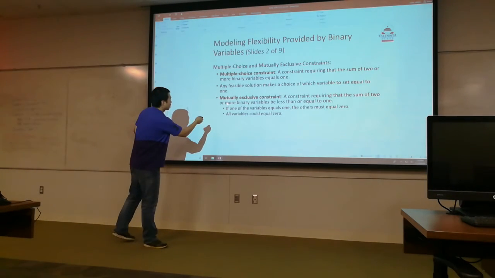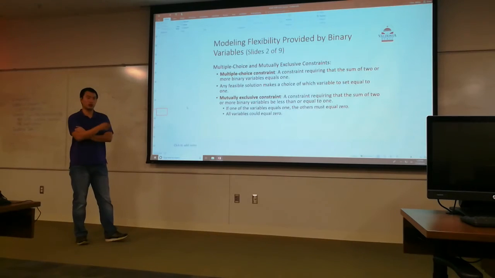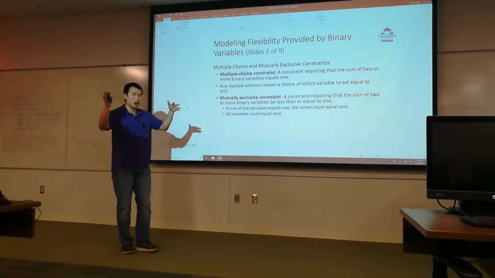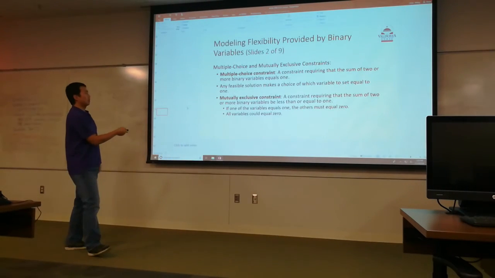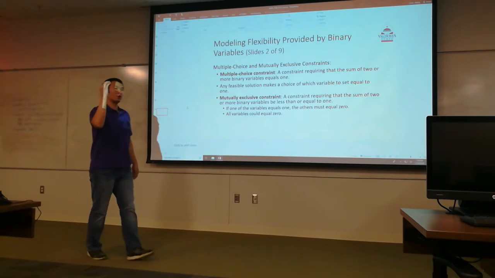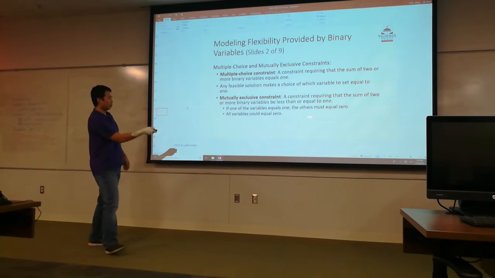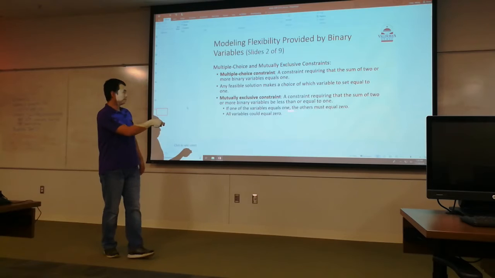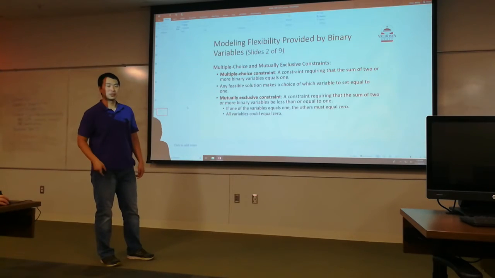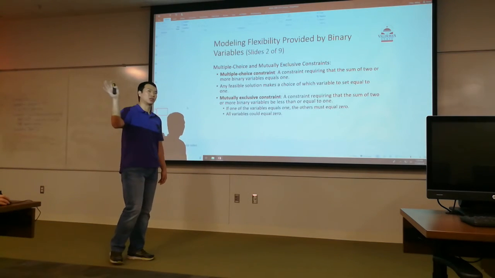And the mutually exclusive constraints, we still consider multiple options, but if we add up all the different variables, it has to be less than or equal to one. Either you select one or you select nothing.